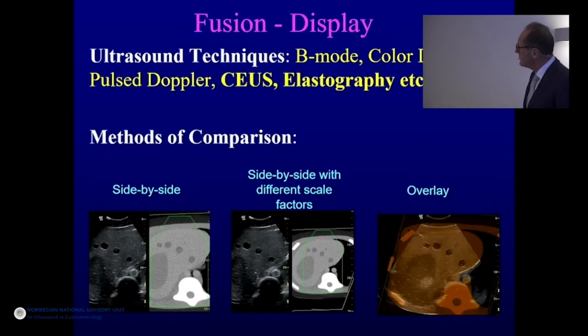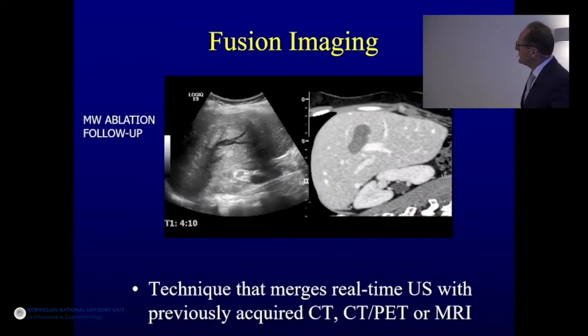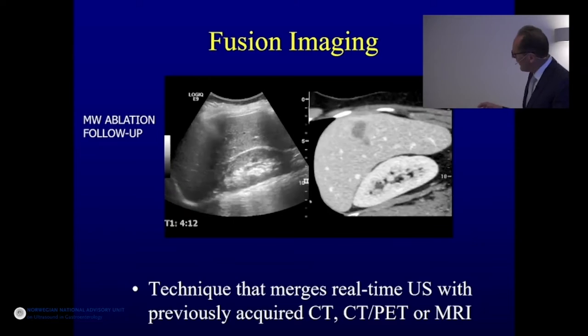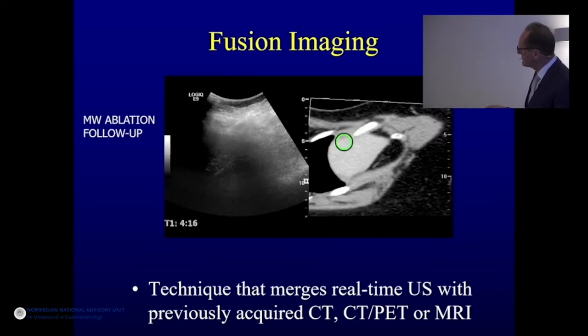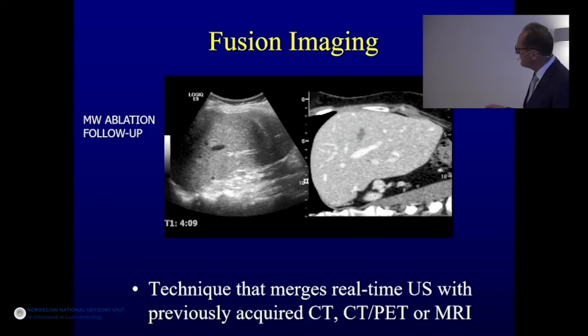So you can do any kind of ultrasound technique, and you can fuse it with CT, MRI, whatever you like. You can present them side by side or as an overlay, in different scales, up to you. So here we have a case of follow-up for a patient who had an ablation of a liver metastasis. You can see it on the CT here.